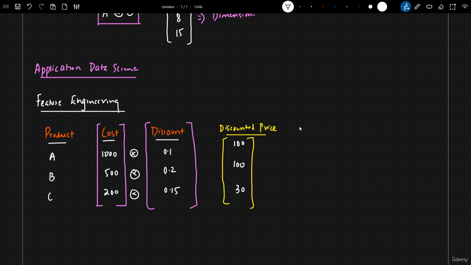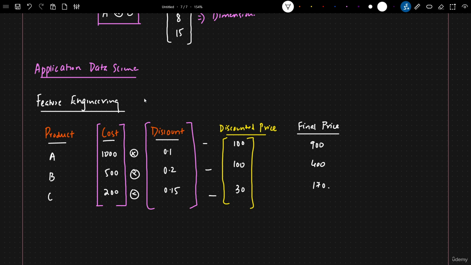And after this, I can go ahead and create another new feature. The feature can be anything as such. Let's say the final price. And this time I'll not do element-wise multiplication, but instead I'll do element-wise subtraction. So from cost I will subtract 100. From 500 I'll subtract this. Then from this I will subtract this. So here you'll be able to see that I'll be getting 900, 400, and finally I'll be seeing 170, right?